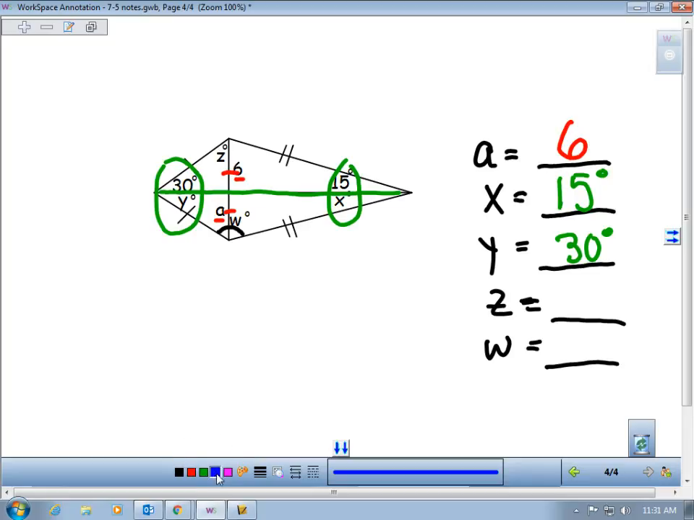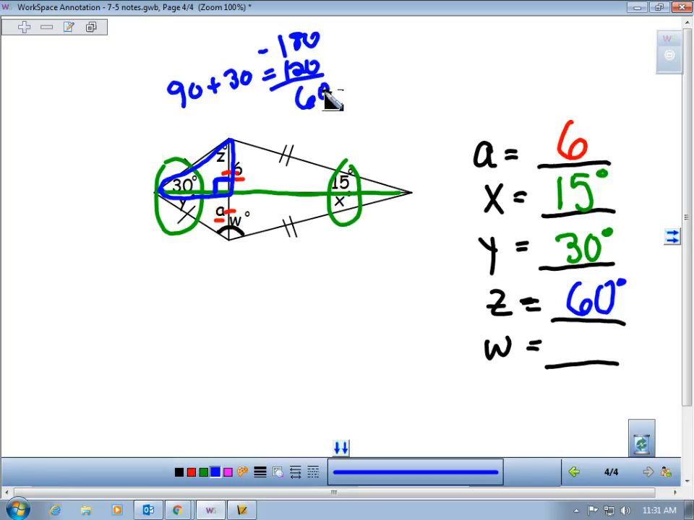Okay, what's Z? That might be one that you've got to do a little bit of math for. It's not 30. It's 60, right? How did we get 60 here? Yeah, look, we've got what kind of triangle here? Let's remember that the diagonals are perpendicular. So 90 plus 30 is 120. And then we subtract that from 180. So we know Z is 60.